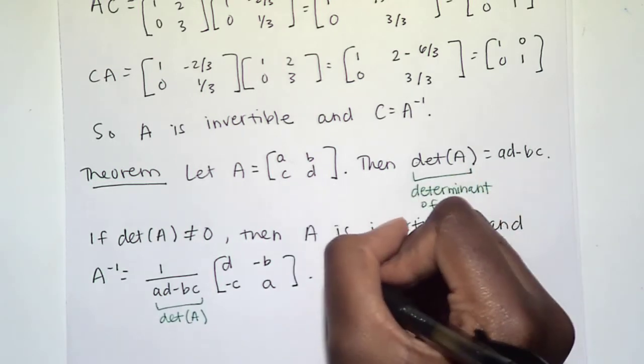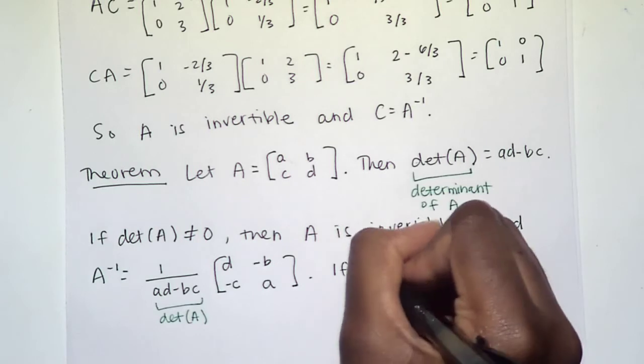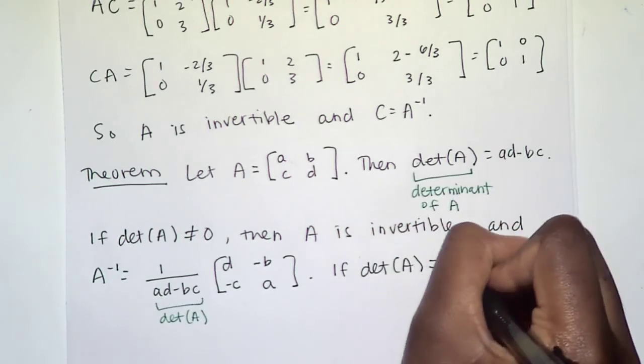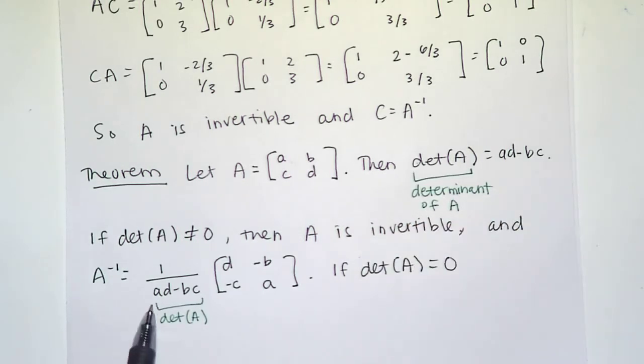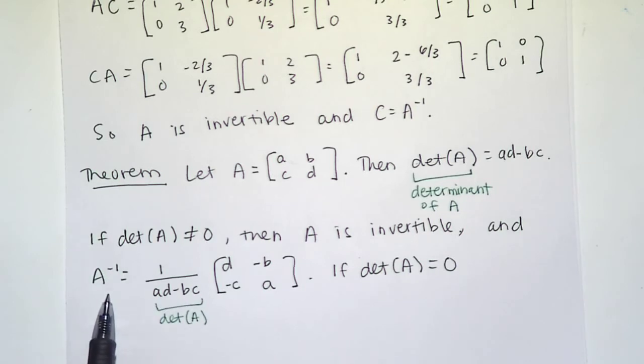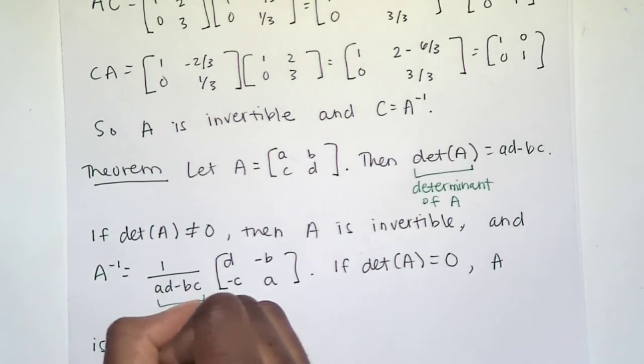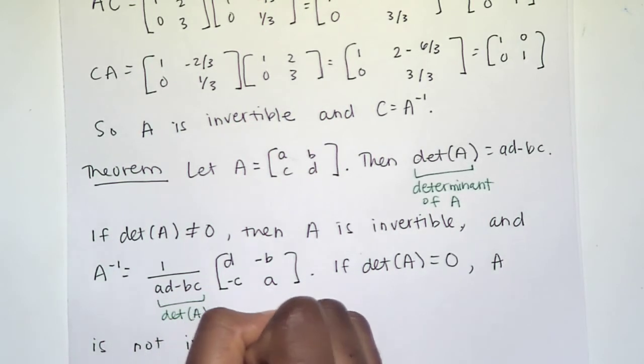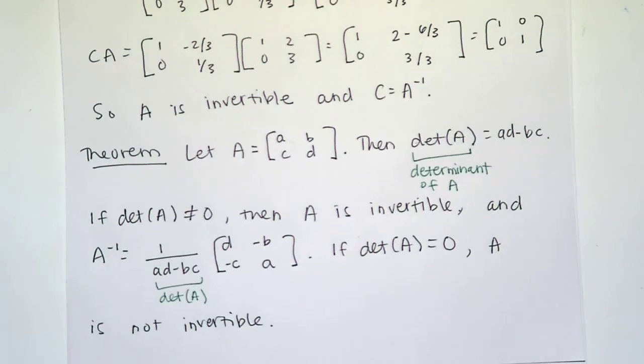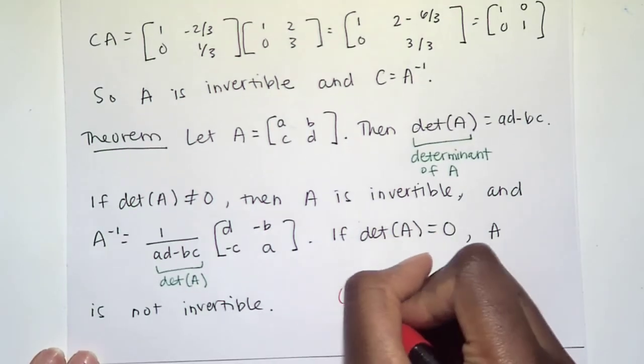All right. If the determinant of A equals 0, well, what will we be doing? We'll be dividing by 0, and we can't do that, so we would not be able to find the inverse. So if the determinant of our matrix A is 0, A is not invertible. So before trying to find the inverse of a matrix, we should always make sure that it's possible to be invertible. All right, and so this theorem works for 2 by 2 matrices only.